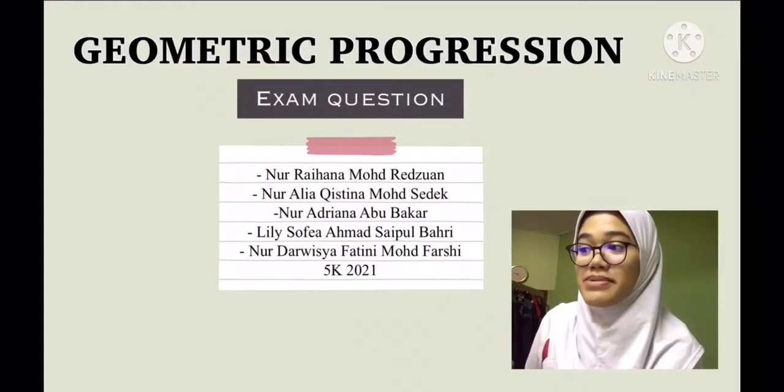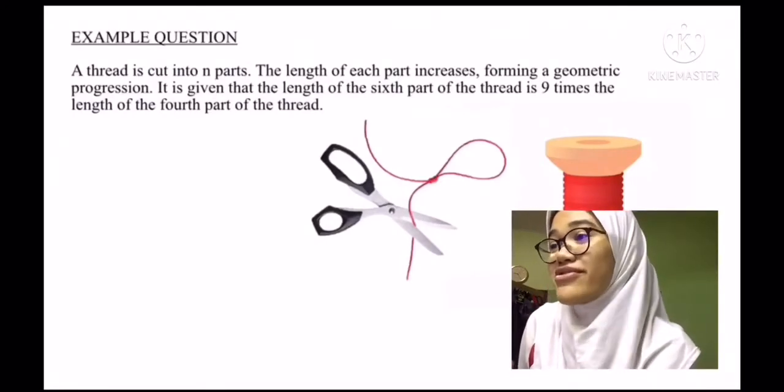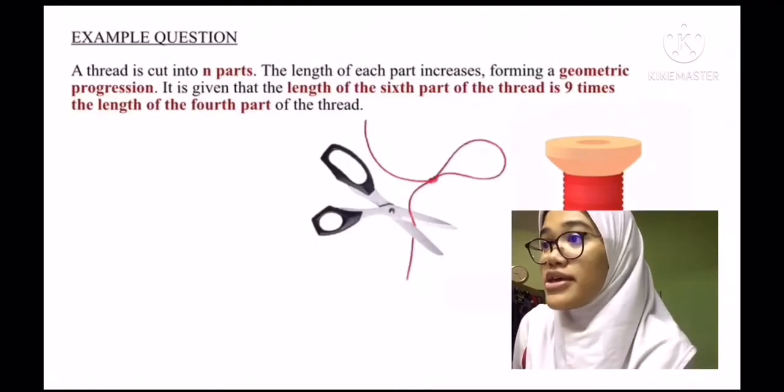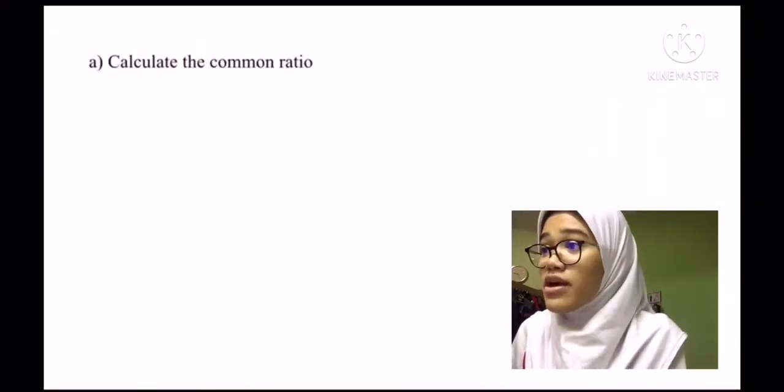So today I'll be explaining the question chosen. As the track is cut into n parts, the length of each part increases, forming a geometric progression. It is given that the length of the sixth part of the track is 9 times the length of the fourth part of the track. So question A, calculate the common ratio.